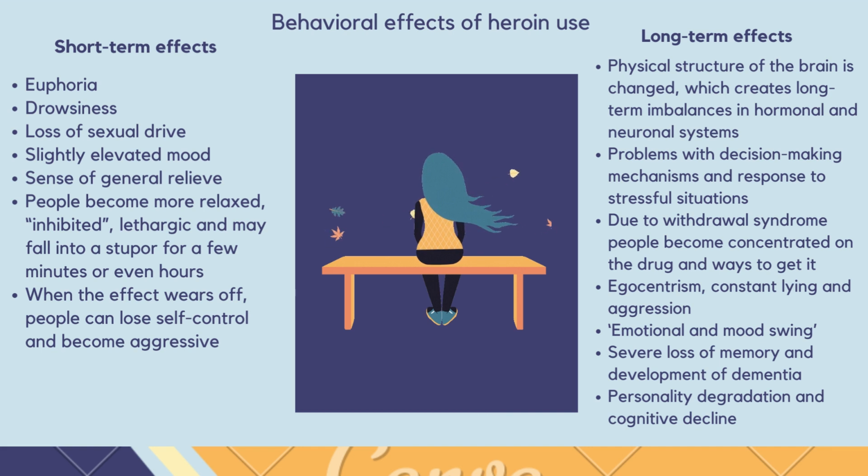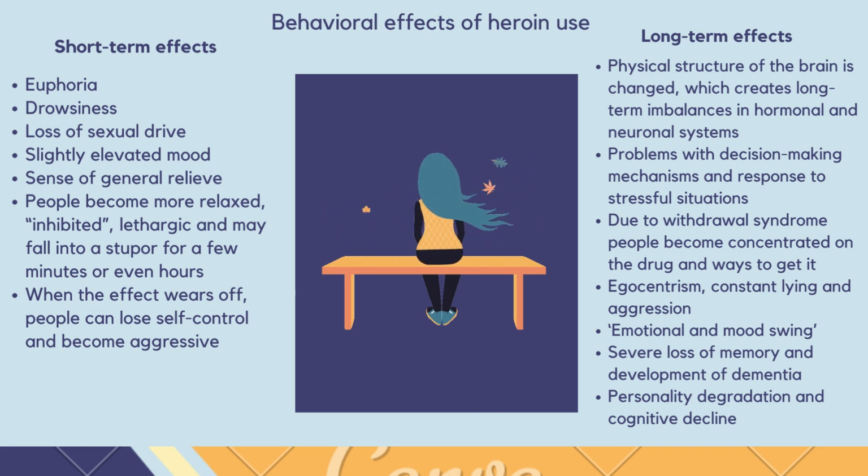When the effect wears off, people can lose self-control and become aggressive, which is one of the symptoms of the withdrawal effect. We will talk about this later. Concerning long-term effects, the physical structure of the brain is changed, which creates long-term imbalances in the hormonal and neuronal system. Problems with decision-making mechanisms and response to stressful situations are also often reported by chronic heroin users.